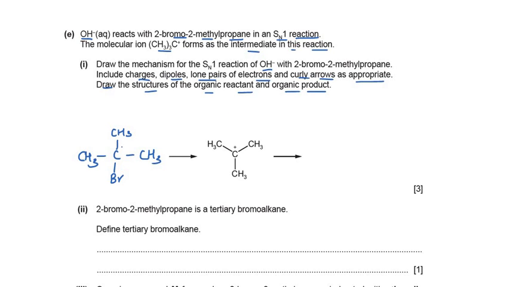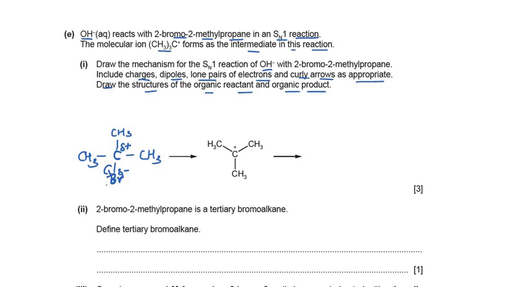So starting with the partial charges on the bond which is going to be broken. Now which bond is going to be broken? That is the carbon-bromine bond. So there have to be partial charges, and obviously carbon has a partial positive charge and bromine has a partial negative charge. Now this is the bond which is broken.